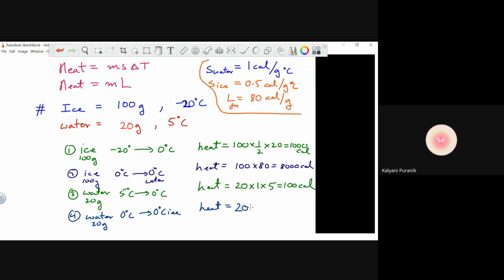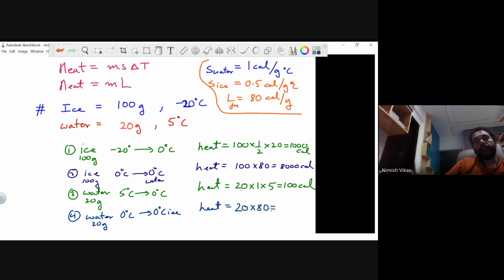1,600. 20 into 80, right? 1,600. So these are 4 numbers in front of me. Now with these numbers, you have to apply. So you have to start using your brain now.